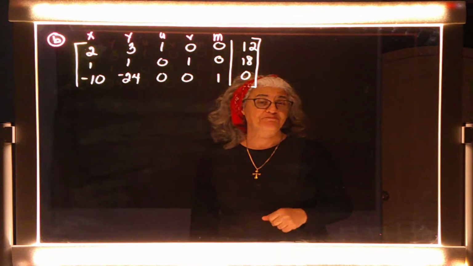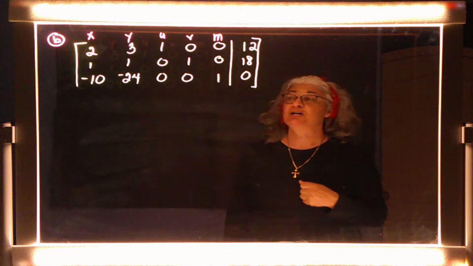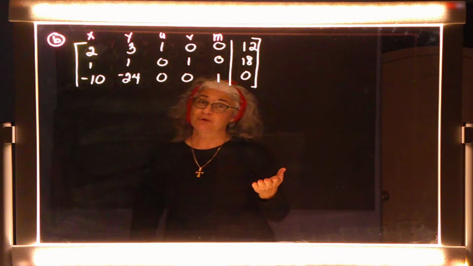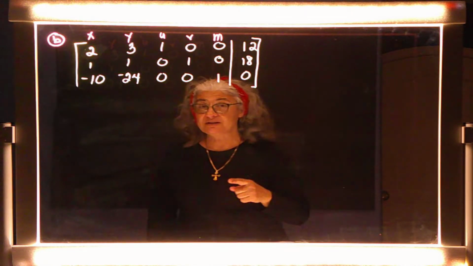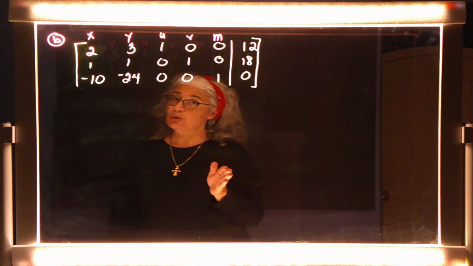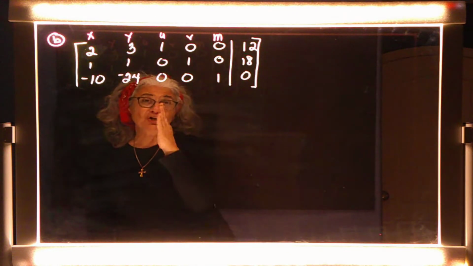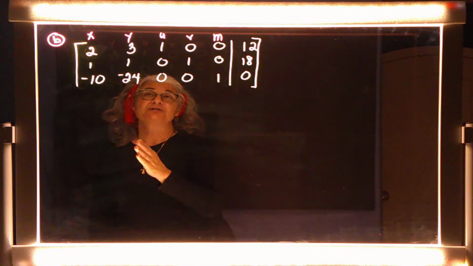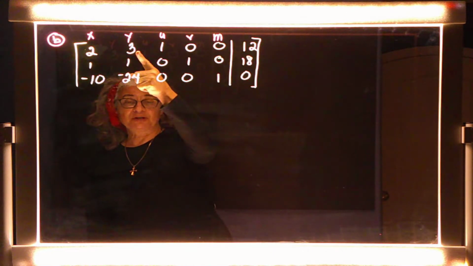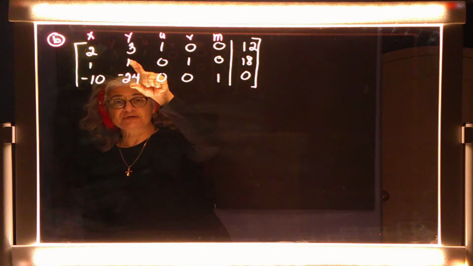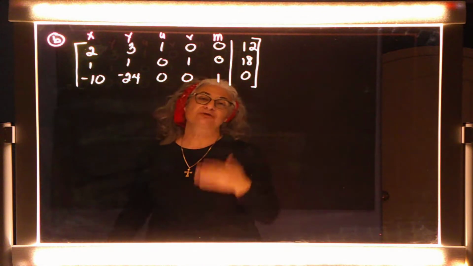Ready for part B? So part B is asking us to pivot around the number 3. So I look at the table and there's only one place I see a 3. It's in that second column, which means we need to get that 3 to be a 1 and all the other non-pivotal numbers in that column to be a 0. So 3 is in column 2. So the 3 is going to be a 1 and these other two numbers in column 2 need to go to 0. Good? Okay.